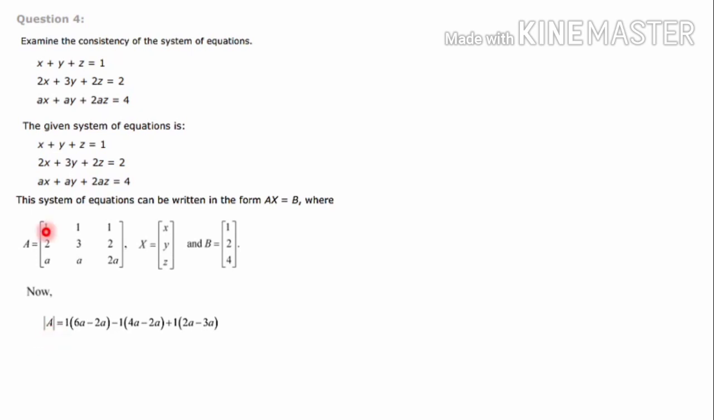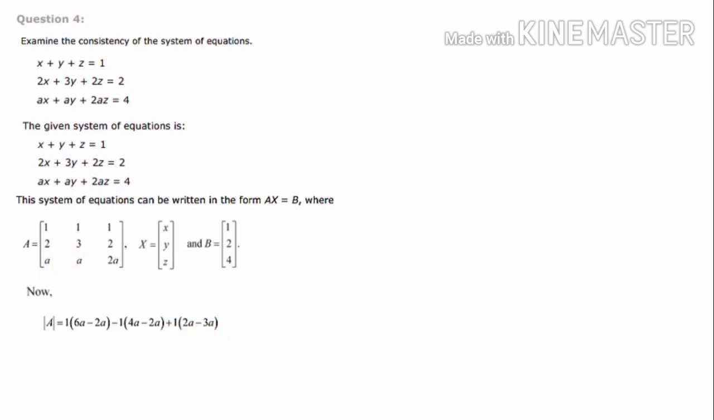Determinant A, I am expanding along the first row, that is 1 into, that row and column is eliminated, 3 into 2, that is 6A, minus 2 into A, that is 2A. So 6A minus 2A is written. And the next symbol is minus we have to put. Then element is 1 into, that particular row and column is gone, 2 into 2, 4A, minus 2 into A, 2A. So 4A minus 2A is written. Next sign is plus and the element is 1. That particular row and column is eliminated. 2 into A, 2A, minus 3 into A, 3A. So 2A minus 3A is written.